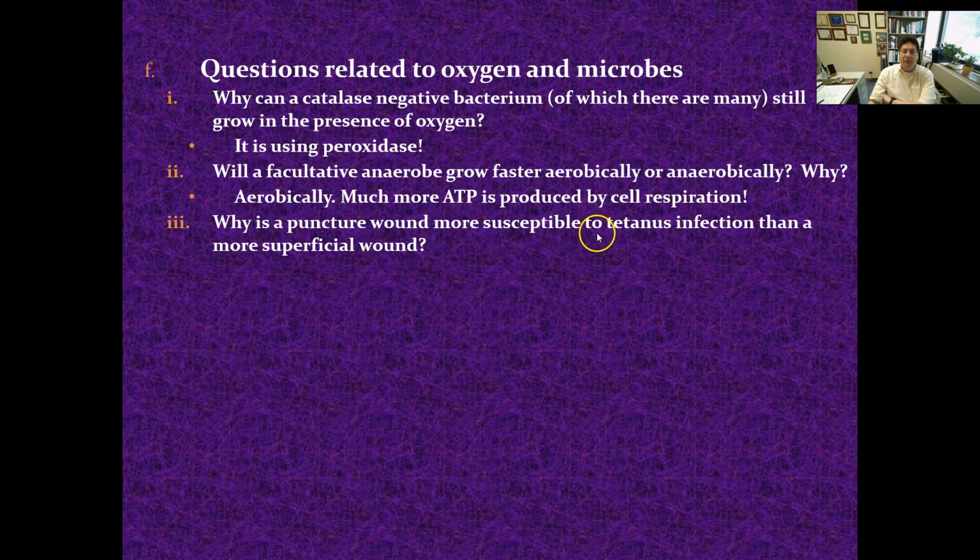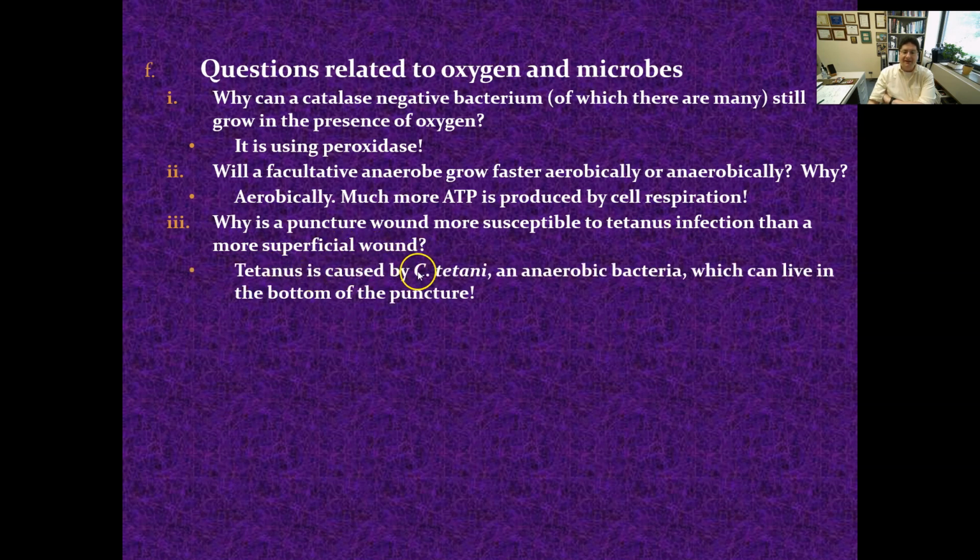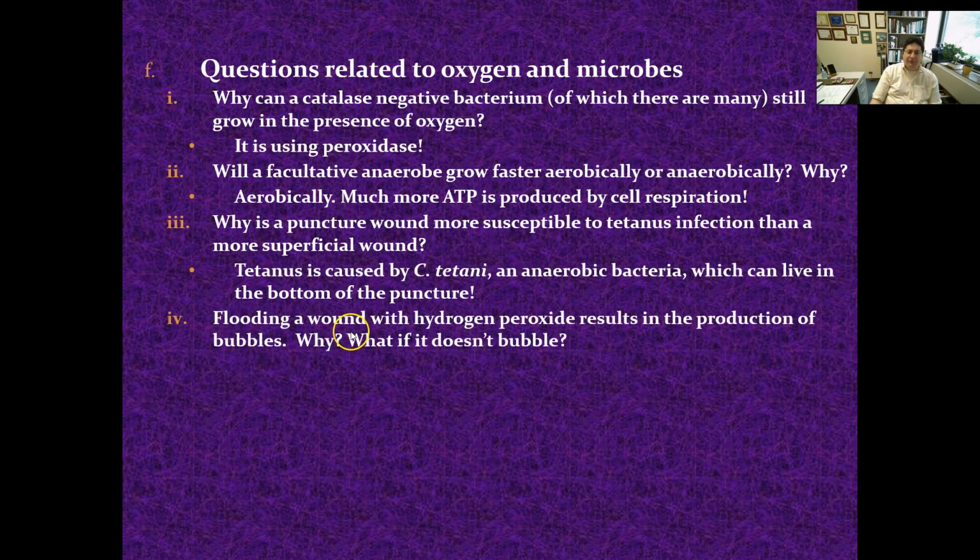Why is a puncture wound more susceptible to tetanus than a more superficial wound, just on the surface? Well, tetanus is caused, we might recall, by Clostridium tetani, which is anaerobic. So it can live at the bottom of that puncture wound away from oxygen. Flooding a wound with hydrogen peroxide, which you might have done, you get cut, you put hydrogen peroxide on, results in the production of bubbles. Why, and what if it doesn't bubble? Now, we looked at that picture before. The bubbles are oxygen released from catalase. So what if you put peroxide on that cut and it doesn't bubble? That can be a tricky question. I want you to ponder that, okay?